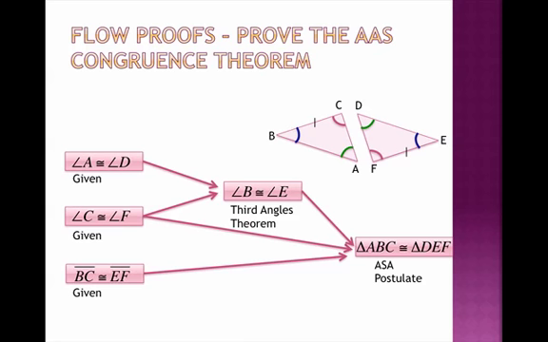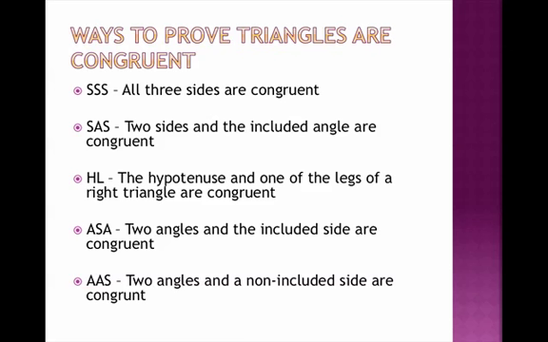Okay, now we're just going to recap. So these are all the ways to prove that triangles are congruent. Side, side, side. We didn't learn that one today. We learned that one previously, but all three sides are congruent. Then we have our side, angle, side. That was our first postulate today. Then we learned about right triangles, and they have a special one that we can sometimes use called the hypotenuse leg. And then we had the angle, side, angle postulate, and the angle, angle, side theorem that we were able to prove using our angle, side, angle postulate.